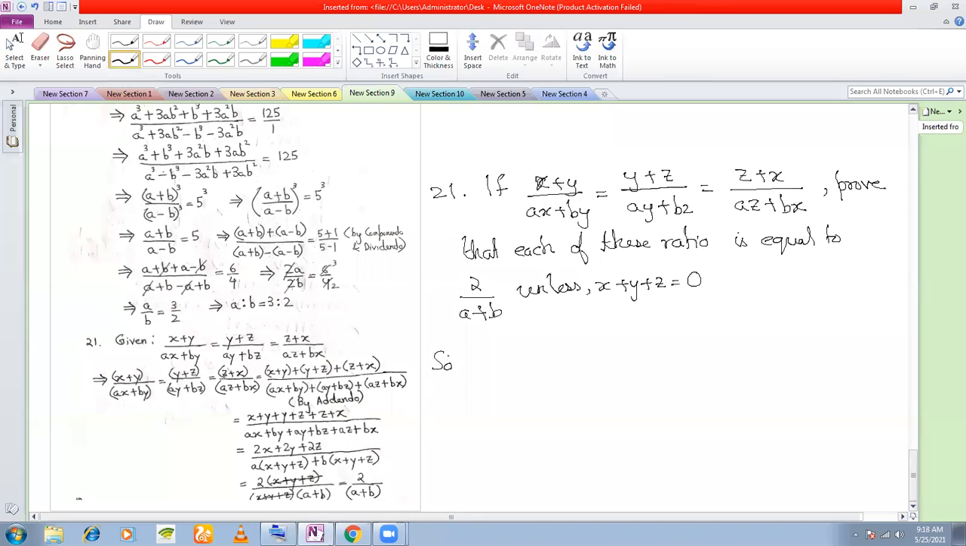Okay. Now what does this mean? Each of these ratios is equal to, that means this ratio here must be equal to 2 by a plus b. This must also be equal to 2 by a plus b. And this must also be equal to 2 by a plus b. That is what it means. So here we are not going to use componendo and dividendo because three ratios are given to be equal. We will use addendo.